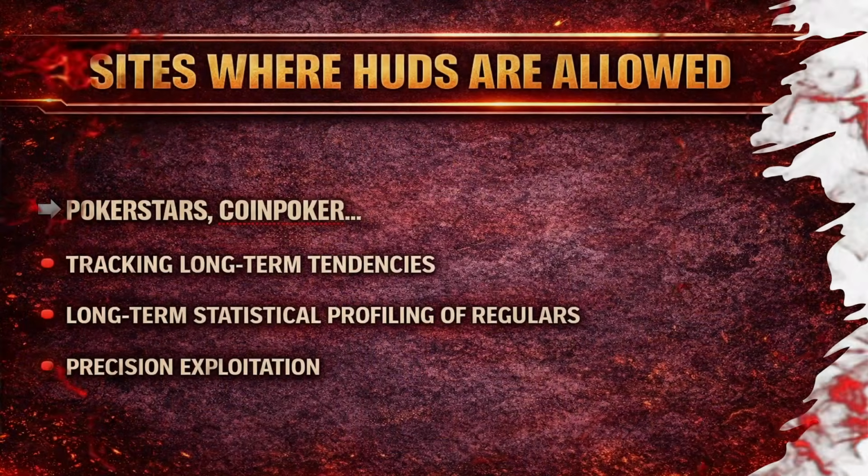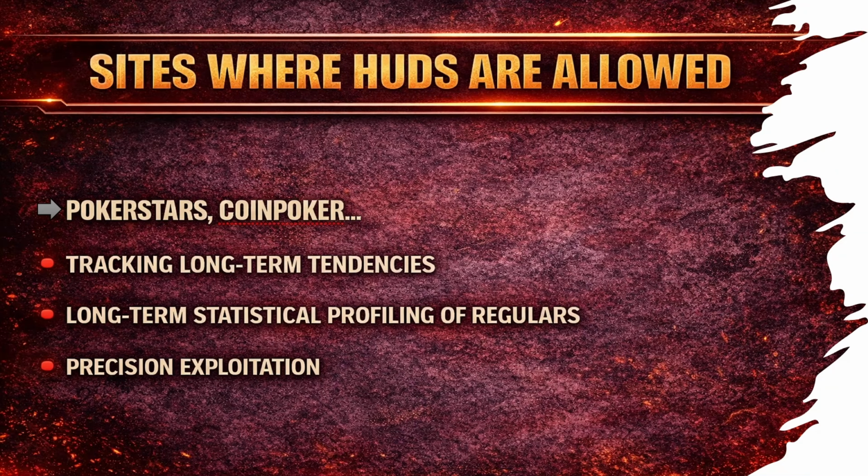On sites like PokerStars or CoinPoker, HUDs are allowed. This means you can track long-term tendencies, you can statistically profile regulars, and you can exploit with precision. Over time, information compounds, and players who cannot interpret data fall behind.